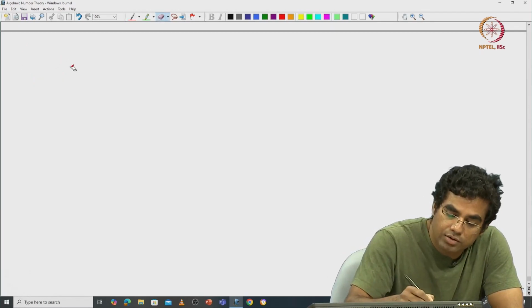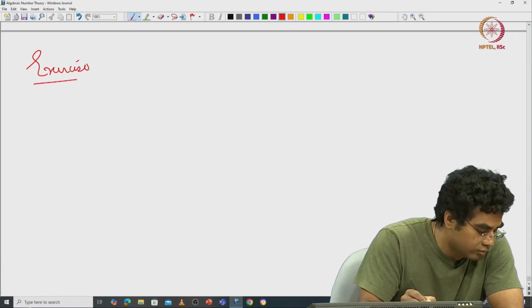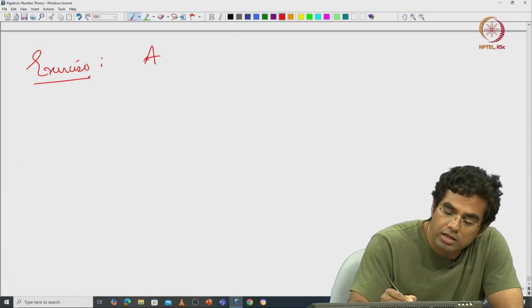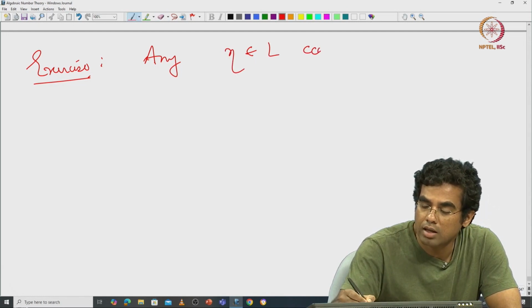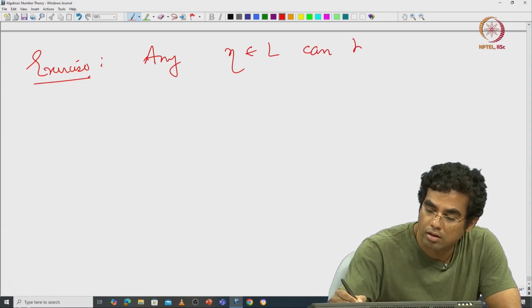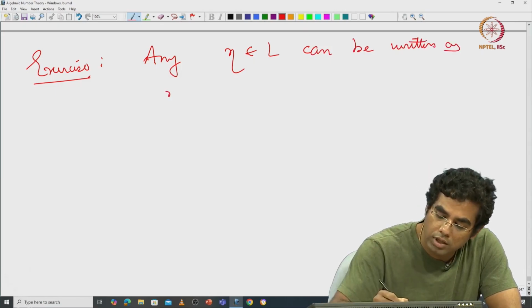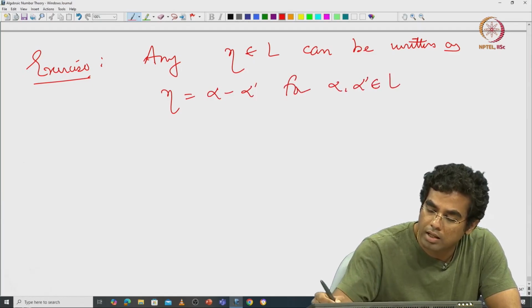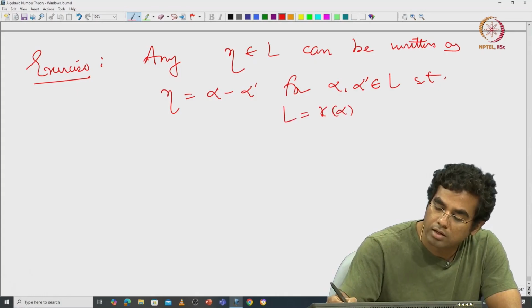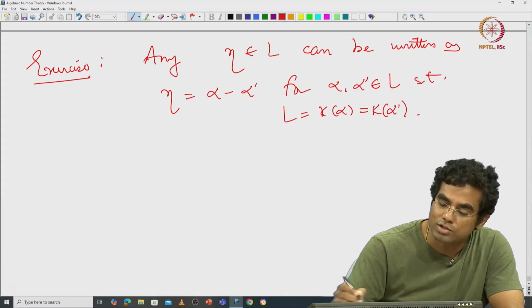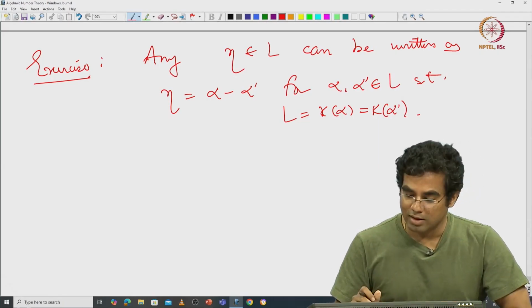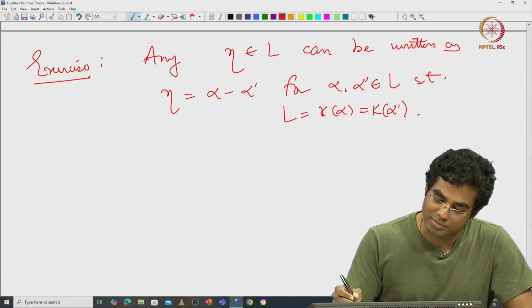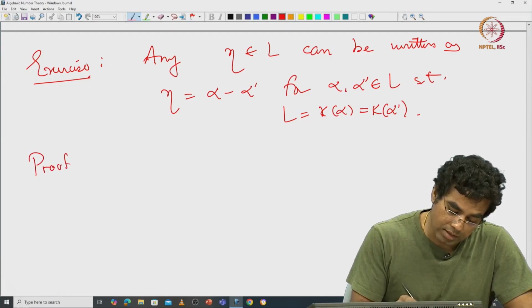So, here is an exercise that you should do before doing this proof. Any eta in L can be written as eta equal to alpha minus alpha prime, for alpha, alpha prime in L such that L is K(alpha) and it is also equal to K(alpha prime). So, any element of L can be written as the difference of two generators. It seems very difficult at first, but it is not if you get the right idea, and I leave that as an exercise.